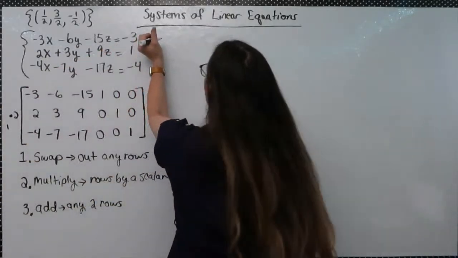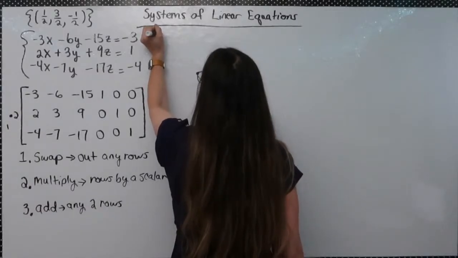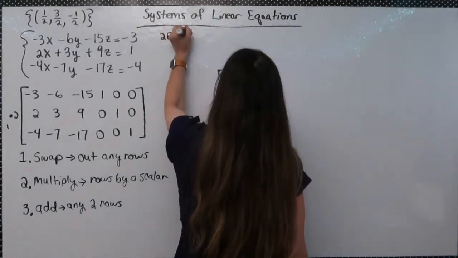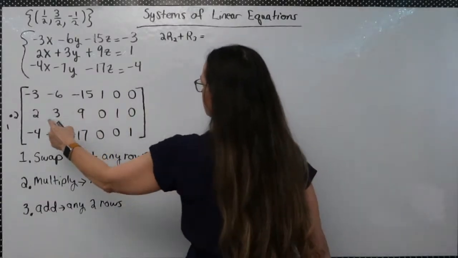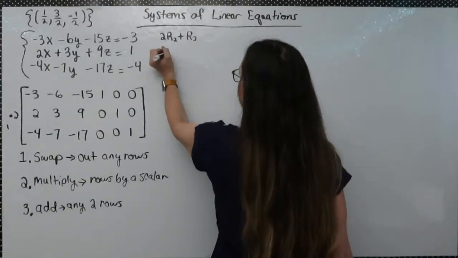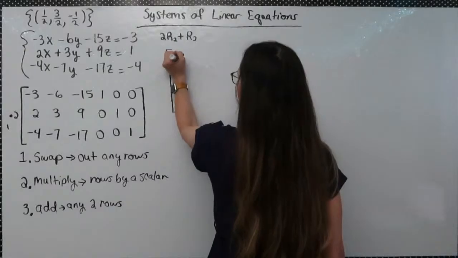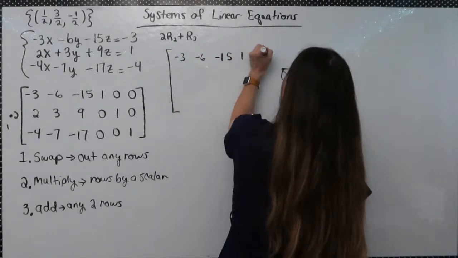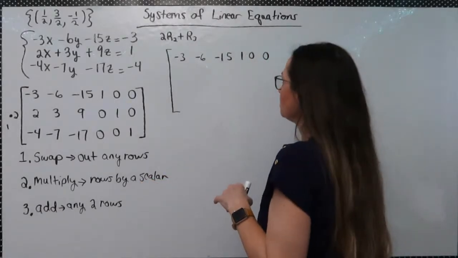And so what you do is you keep track of it, so you say 2 times row 2 plus row 3, essentially. So each one of these values is going to get multiplied by 2. So we'll start by just rewriting this system out. So it's -3, -6, -15, 1, 0, 0, because row 1 is not being touched. So we're just going to rewrite it in its entirety.